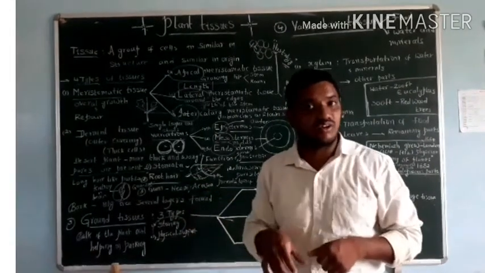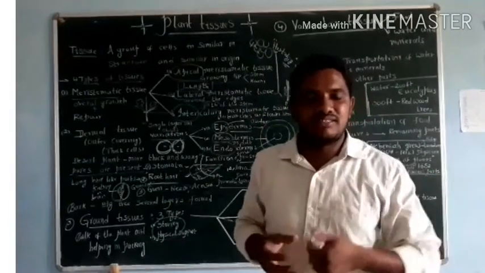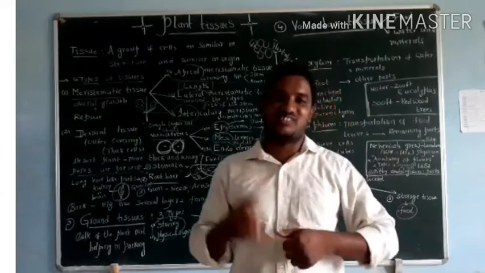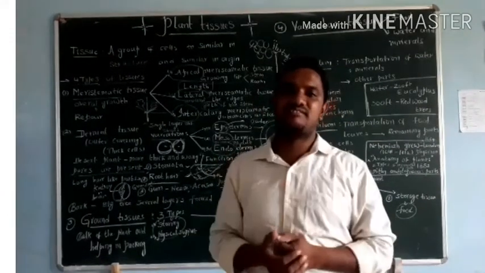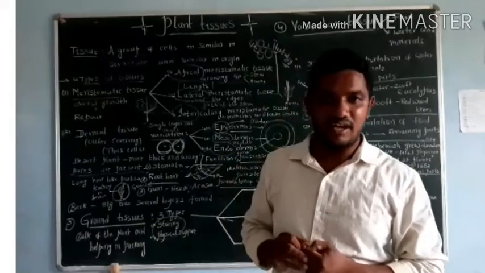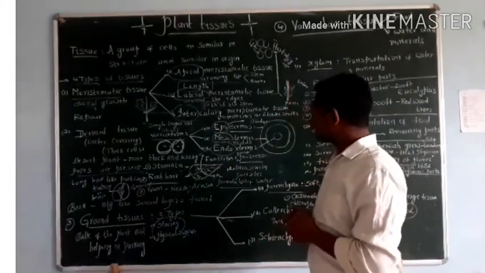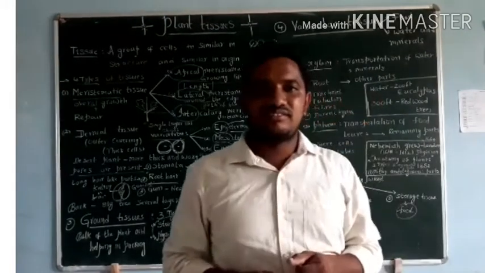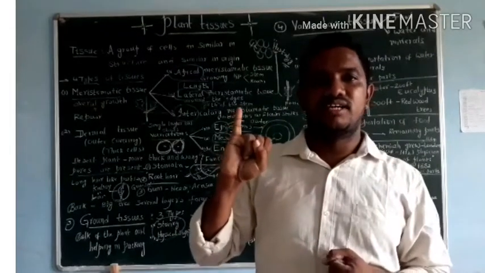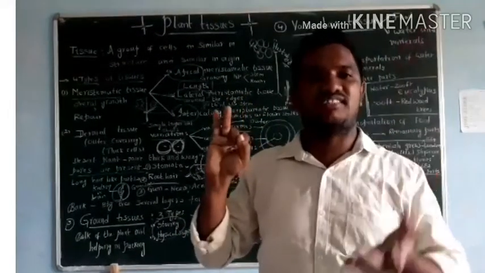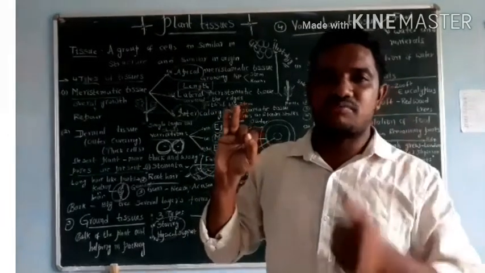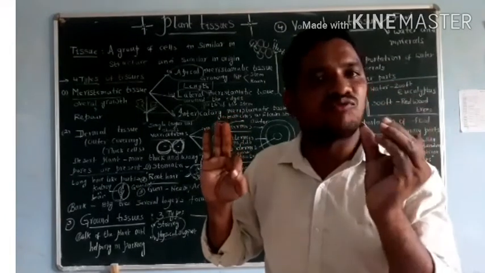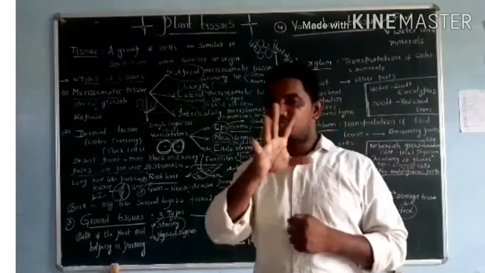Third one, guttation. Guttation means the excess amount of water releasing in the form of small droplets of water through the stomata. See, three functions are there for stomata. First one is exchange of gases. Second one is transpiration, excess water released as water vapor. Guttation means excess water released as small droplets of water. These three are functions of stomata.